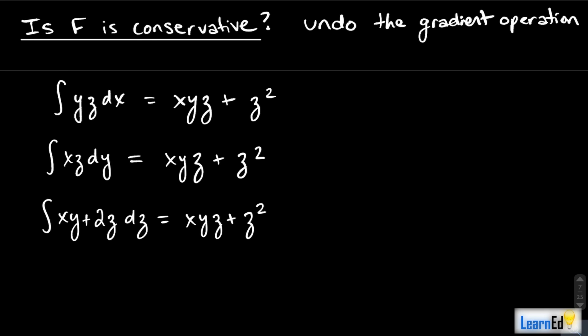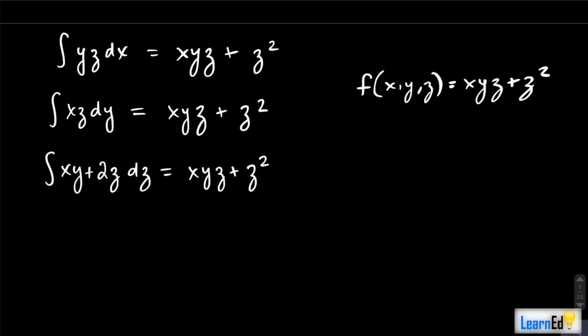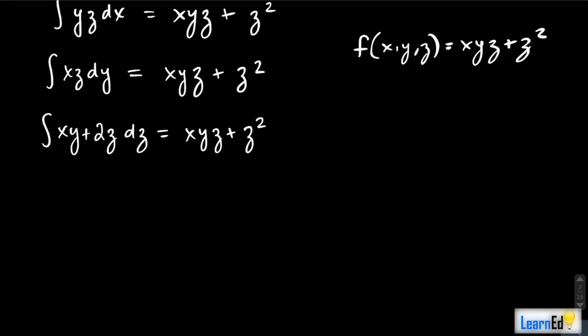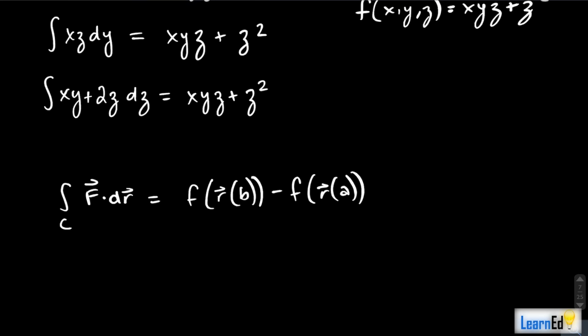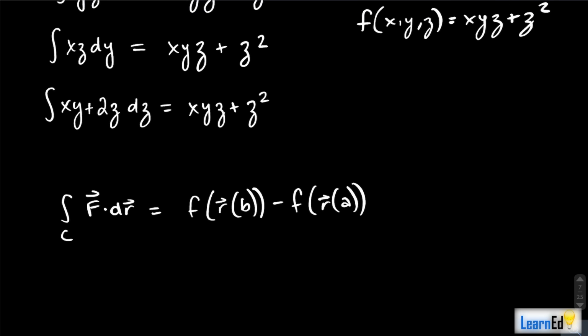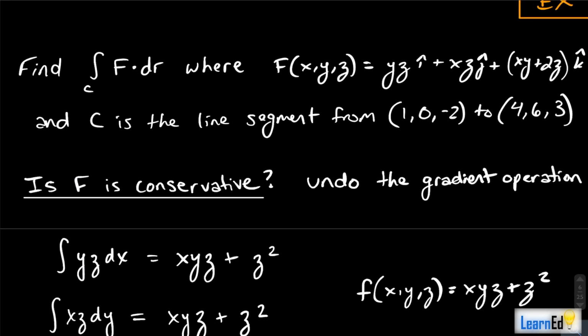Now that we know that this thing is conservative, it has an antiderivative, and that antiderivative, we call it f of x, y, z, is xyz plus z squared. All we have to do is use the fundamental theorem of line integrals. So let's write this down. The integral over C of f dot dr is equal to f of r of b minus f of r of a. And so now, what's our b and our a? Well, those are just our points.